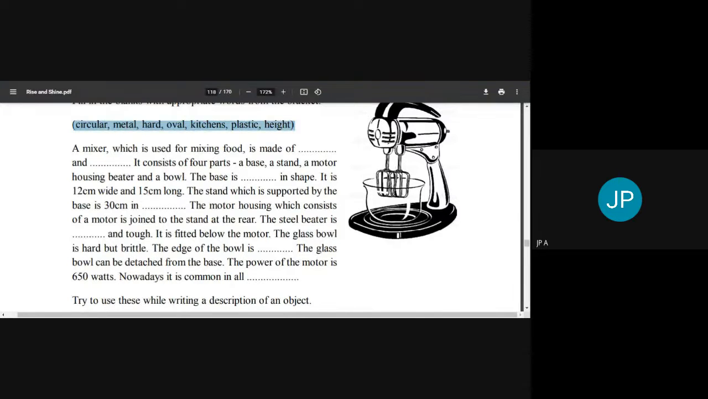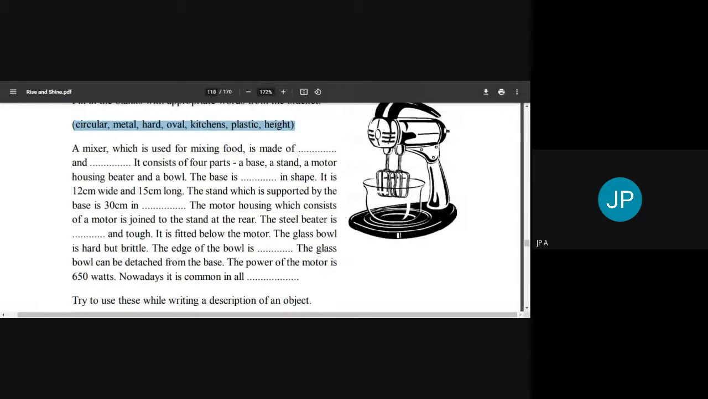The steel beater which is hanging down from that motor housing. മോട്ടോർ ഹൗസിങ്ങിന്റെ മുകളിൽ നിന്ന് ആ ബീറ്റർ സ്റ്റീലിന്റെ മെറ്റീരിയലാണ്, അതിങ്ങനെ താഴേക്ക് നിൽക്കും. So what is the property of that beater? സ്റ്റീൽ ബീറ്റർ, സ്റ്റീലിന്റെ പ്രോപ്പർട്ടി എന്താണ്? സ്റ്റീൽ അങ്ങനത്തെ മെറ്റലാണ്. What kind of a metal is steel? That is the property of the steel beater. Exactly, it is hard and tough.